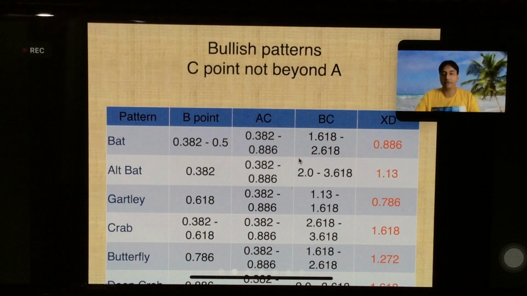You can, even if you want, print this table. So when B point is 0.382, you have to suspect for bat, alternate bat, or crab. So what do we have to see next? We have to plot XD.